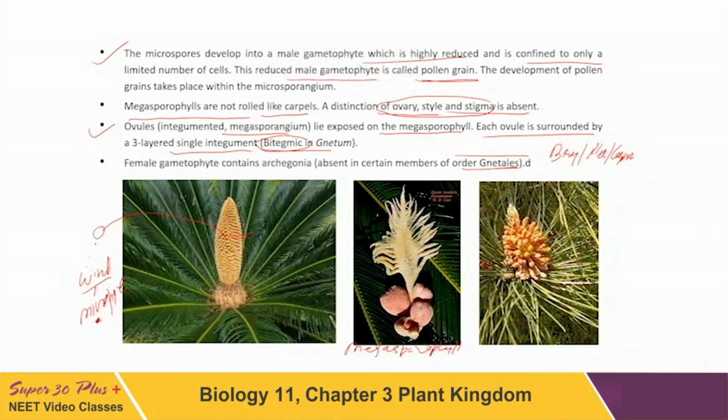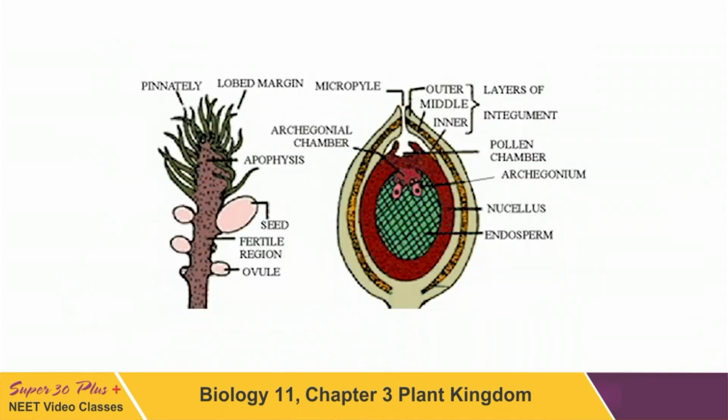In case of pinus, this is the female cone, and on the longer branches towards the tip, male cones are found. Here in pinus, male cones as well as female cones are present. Now if you see the structure again here, this is the megasporophyll, and on this megasporophyll this is the ovule, which later on after fertilization will become seed. This is a pinnately compound leaf.